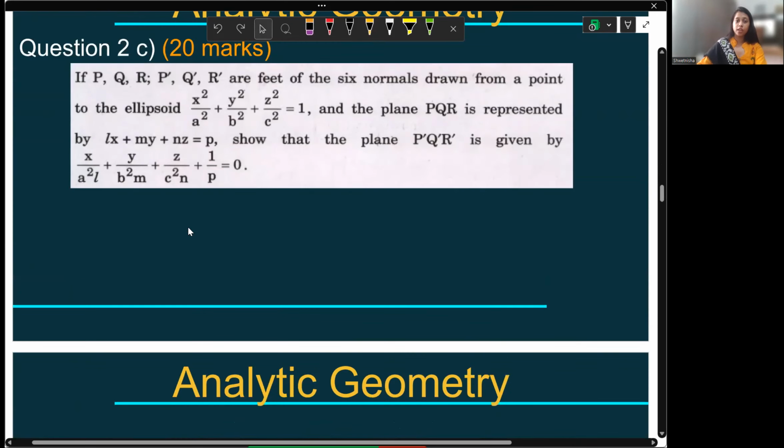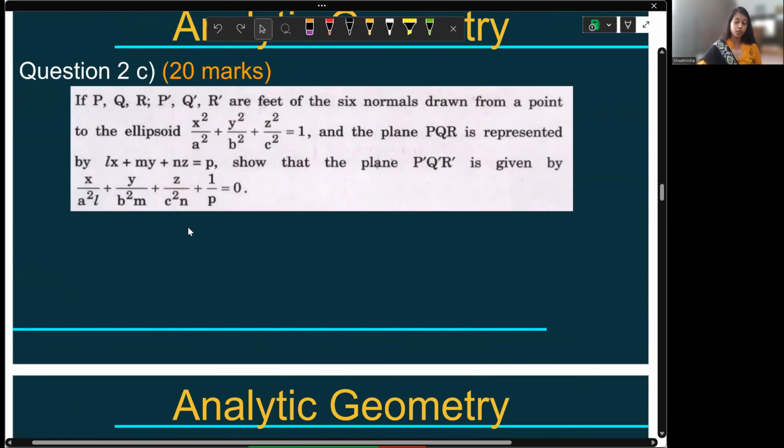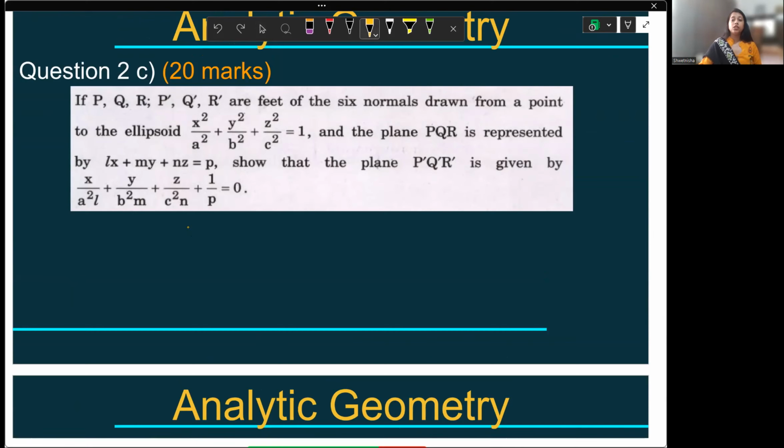Now, jumping to the next question, as you can see clearly, it's for 20 marks. The next question is from the section on ellipsoid. You should not leave any topic in analytic geometry. This comes at the end, in conicoids.